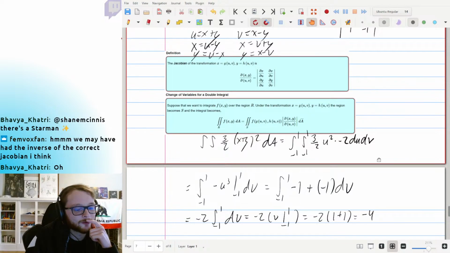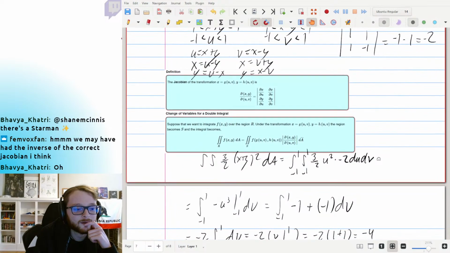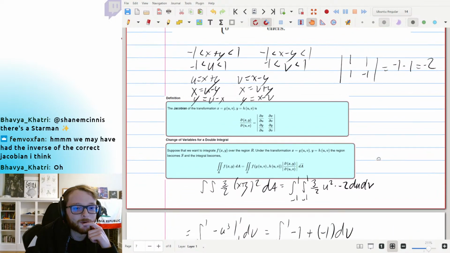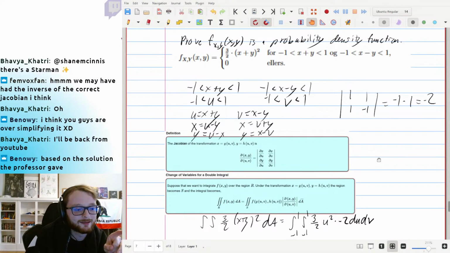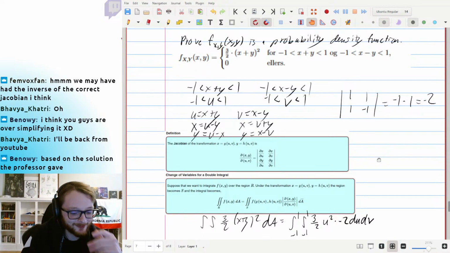We've had the inverse of the correct Jacobian. Really? I think you guys are oversimplifying it based on the solution the professor gave. You probably aren't supposed to use the Jacobian in this class, or maybe they don't expect you to know it. Oh, and you're still retracting it, Stevie?